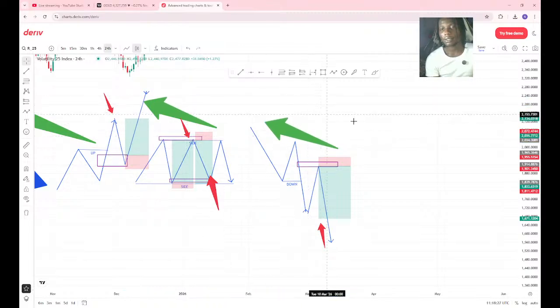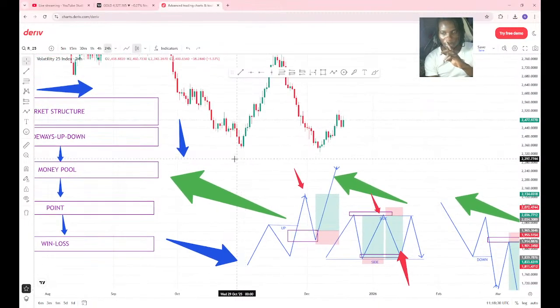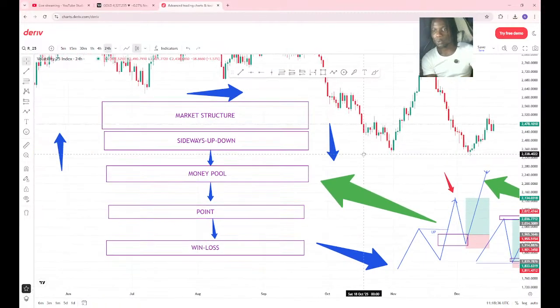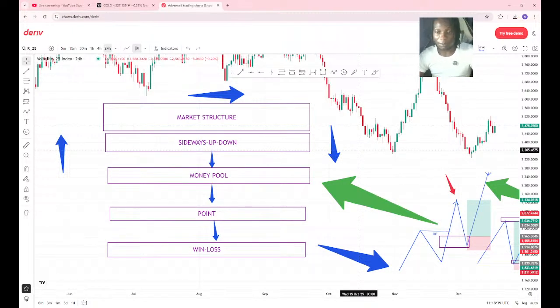This is very easy. Let's do a little rewind again. Simple. First, market structure. What is market structure? Market structure is simple. It simply means the up or down or sideways movement that price makes. Then what will be your next move after you figure out which directional bias the market is going to? Is it up, is it side, is it down? Once you get that, you look for the money pool. Once you get the money pool, then you scale for your points, you aim for the point you are looking for.